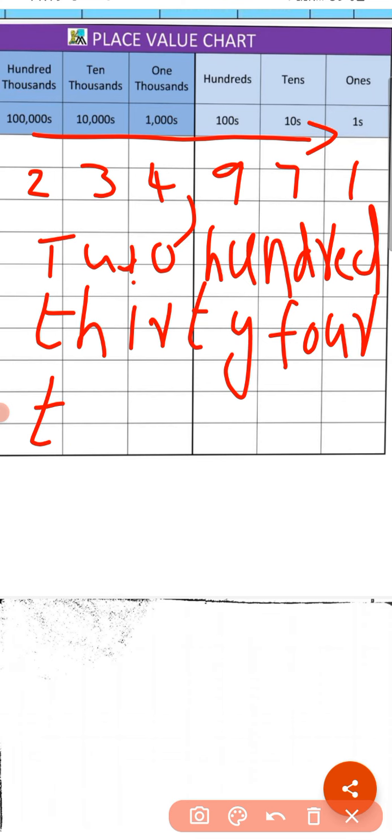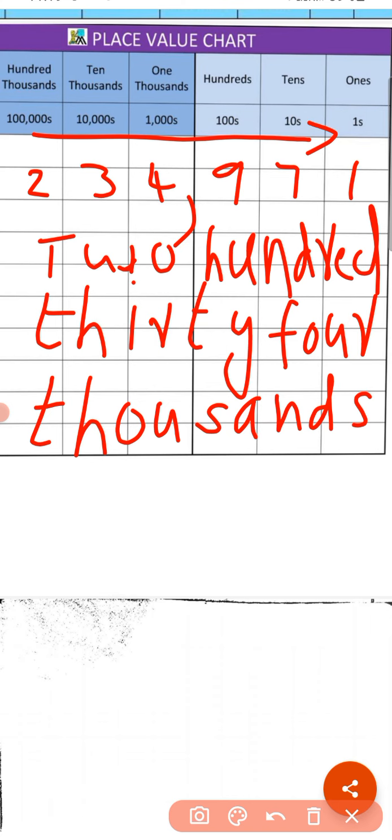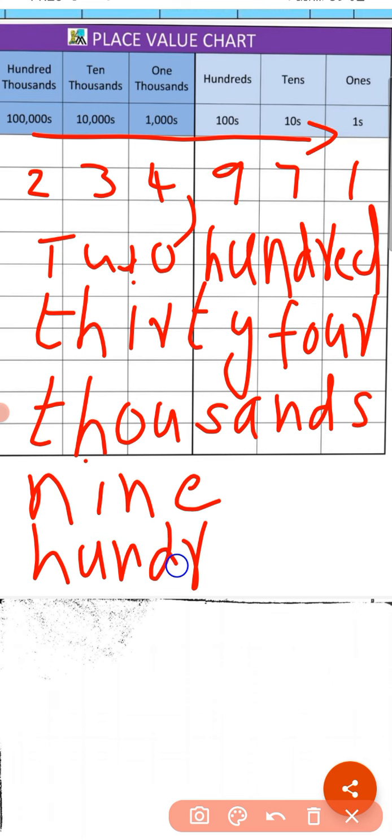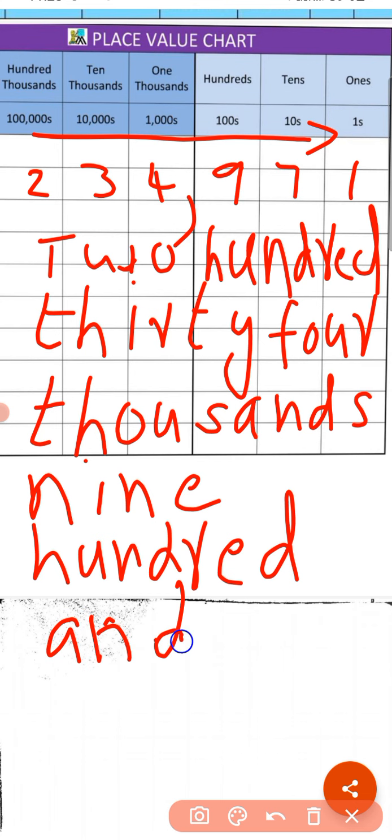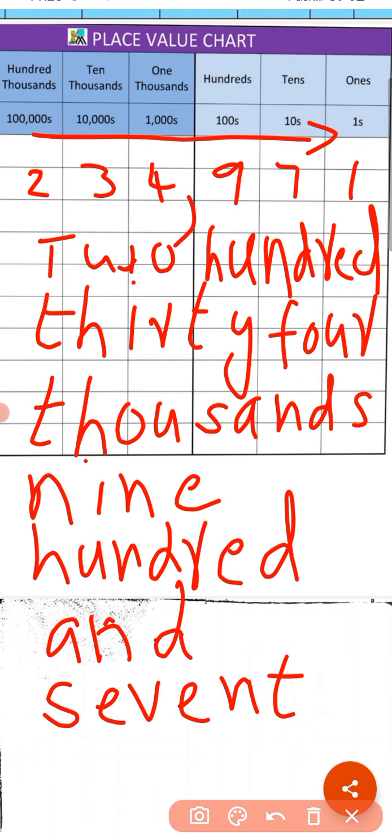234, 234, then thousands, group name. Okay, this is very important, children. Since 2, 3, 4 are in thousands group, 234 thousands, then 971. Read it as 234,971. Okay.